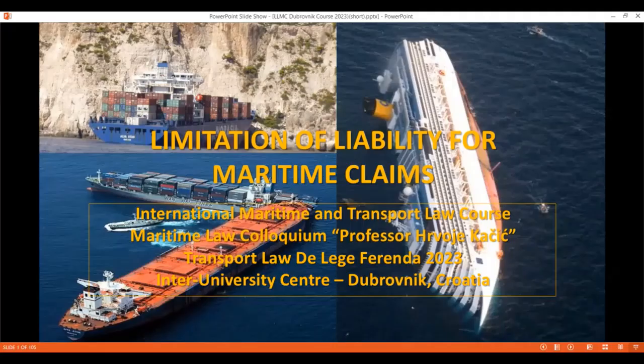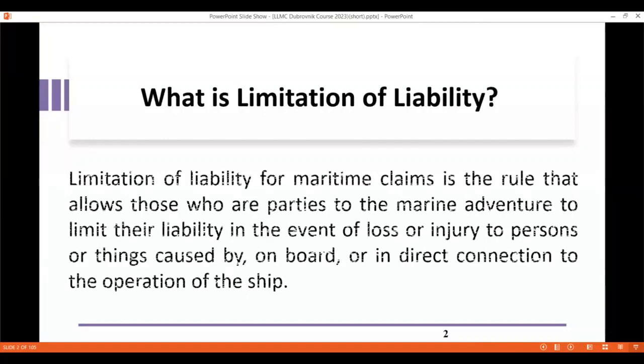So we're going to talk briefly, very briefly, about limitation of liability. And what is limitation of liability? It is the ability of the ship owner to cap his financial exposure up to a maximum amount, nowadays based on the tonnage of his ship, regardless of the amount of claims that are brought against him. Of course, provided that the claims occur onboard or in direct connection with the operation of the ship.